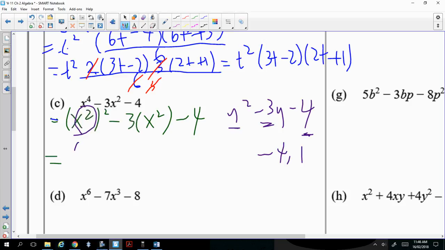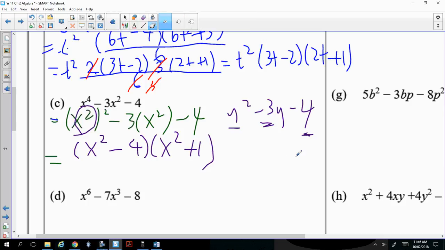Hopefully you can see that, because it's like a quadratic, except this time it's an x squared instead of just a single variable like a y. So it's very similar. Just pretend you have an easier question. So this one becomes y minus 4, y plus 1. But now the y is replaced by the x squared, so you write x squared minus 4, x squared plus 1. Hopefully that makes sense. All right?